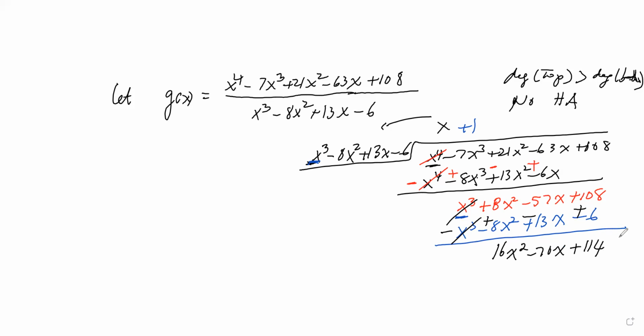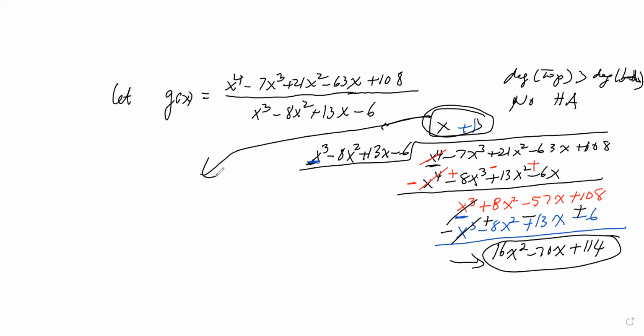Okay, so now the degree of the remainder is smaller than the degree of the divisor, so this will terminate the process. So this is what we need. This is what we're going to call the slant asymptote. The slant asymptote is y equals x plus 1. Okay, so no horizontal asymptote. A horizontal asymptote does not exist.